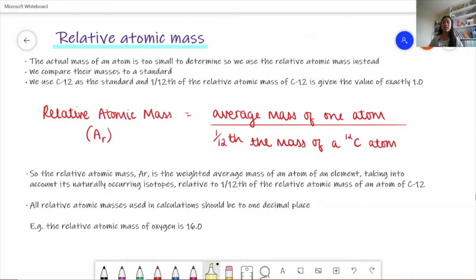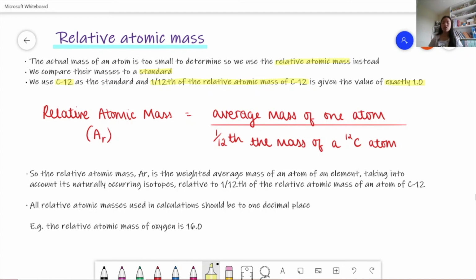Now I'm going to talk about relative atomic mass. So the actual mass of an atom is way too small to determine, and so that's why we use this relative atomic mass. And we compare their masses to a standard. And the standard we use is carbon-12. And we say that 1/12 of the relative atomic mass of carbon-12 is given the value of exactly 1.0. And so an expression for the relative atomic mass of an element is equal to the average mass of one atom of that element divided by 1/12 of the mass of a carbon-12 atom, which we've given the value of 1.